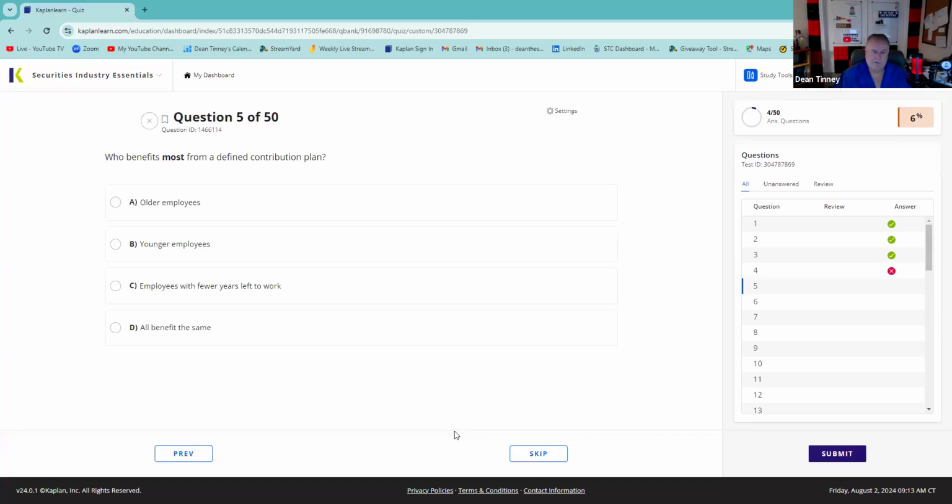Who benefits most from a defined contribution plan? There are two types of retirement plans from your employer: defined benefit and defined contribution.